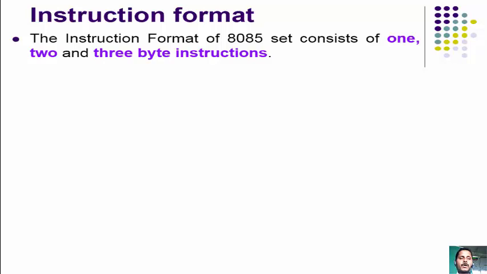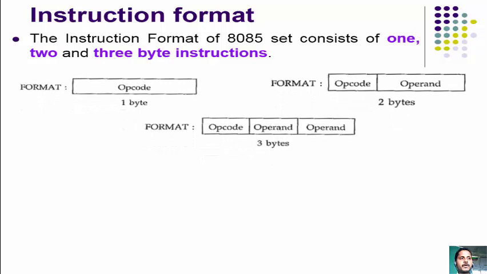So the instruction format of 8085 consists of 1, 2 and 3 byte instructions. Depending on the size of the instruction, different instruction formats are there. In this picture we can see there are a total of 3 instruction formats. The first format shows the opcode in a rectangle, and below that 1 byte, or we can say 1 byte instruction or 1 byte format.